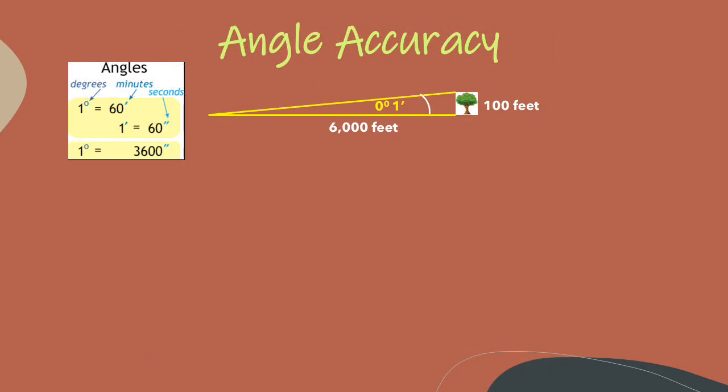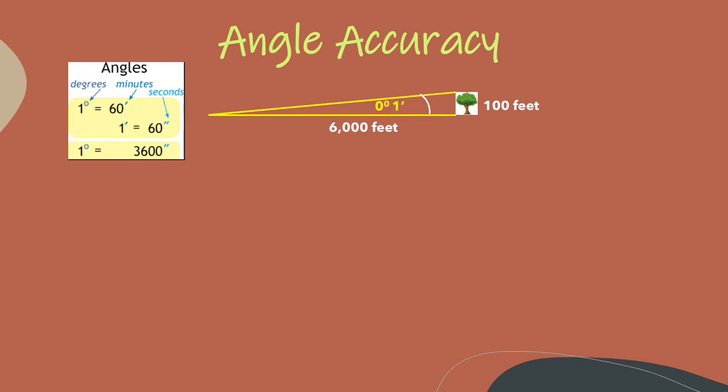Even though an angle of 1 degree is very small, it can be further subdivided. There are 60 minutes in 1 degree and 60 seconds in 1 minute. So we see that 1 degree is equal to 60 minutes, 1 minute is equal to 60 seconds, and therefore 1 degree is equal to 3,600 seconds.